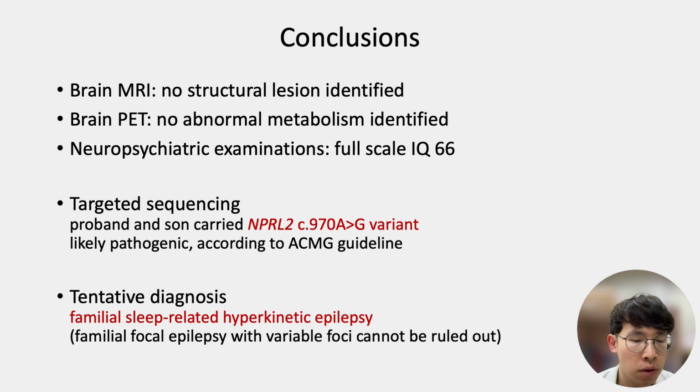The tentative diagnosis at the epilepsy syndrome level is the familial sleep-related hyperkinetic epilepsy, but the familial focal epilepsy with variable foci cannot be fully ruled out at the current point. We may have to continue following the patient and other family members to see if they develop seizures from a different region, and if they do, the final diagnosis may be FFEVF.